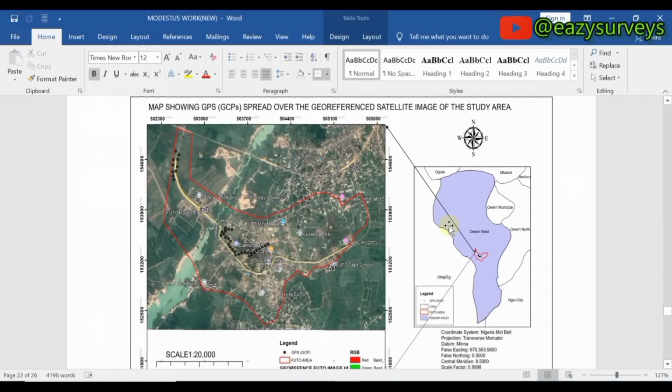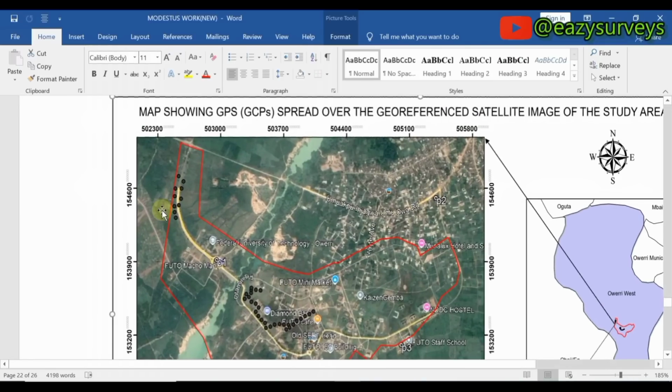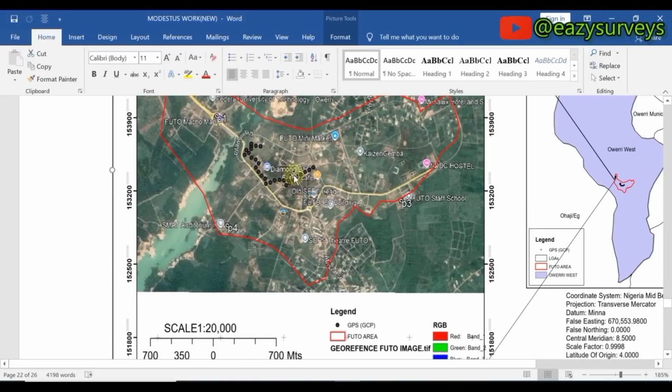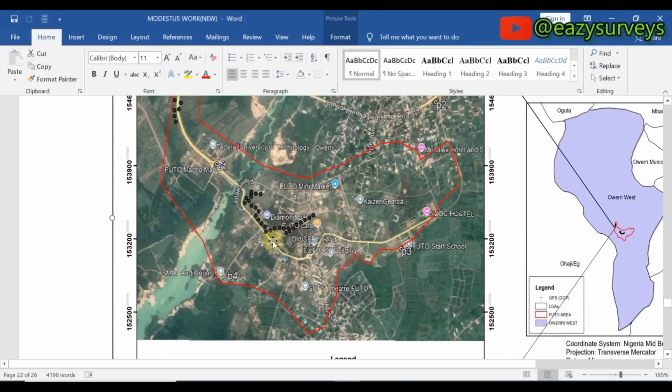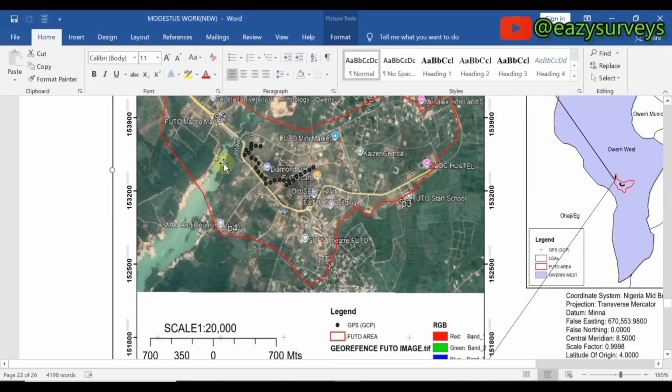If you scroll down, you are going to see where I did the map. This is the map showing GPS coordinates, that is, the GPS features spread over the georeferenced satellite imagery of the study area. If I zoom now, you are going to see the points. I imported GCP points, and they are just spread across. It is not compulsory, it is all the region of the study area, just sparsely distributed. These are the set of 40 points, the GCPs.